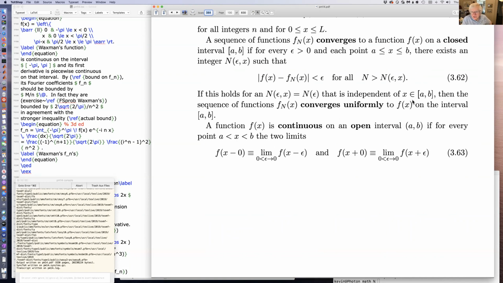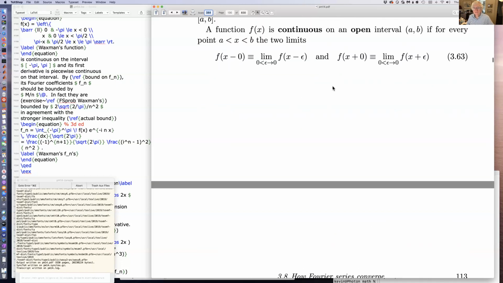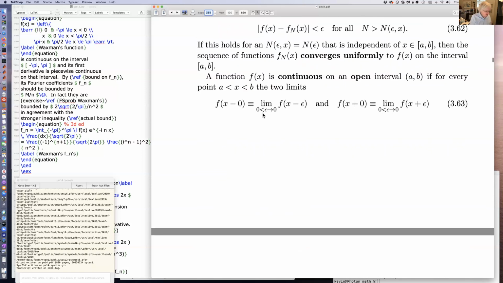A function is continuous on an open interval, and an open interval means we have x between a and b, if for every point, the limit as the argument of the function approaches x from below, which we define as f of x minus 0, is this limit. F of x plus 0 is the limit from above. If these two limits agree, so f of x0... in fact, what I probably should have done is put this over here, and put an equal sign. So let me just make a note to that effect.